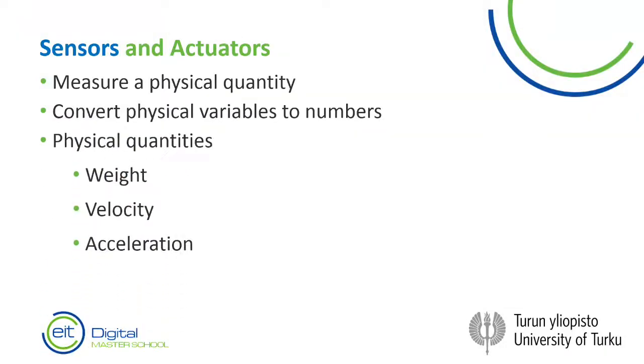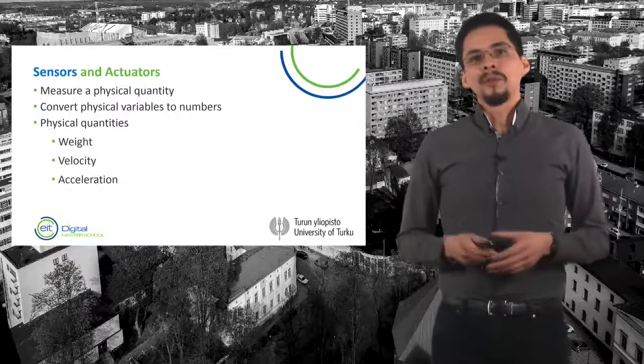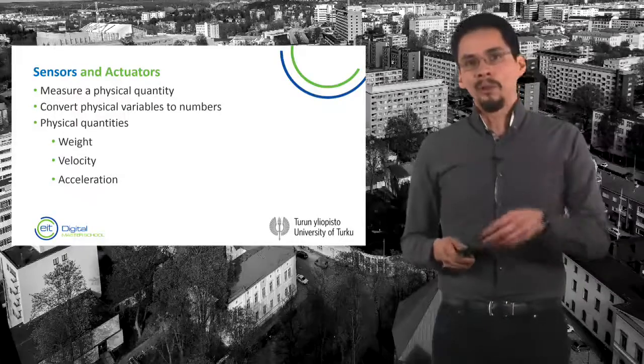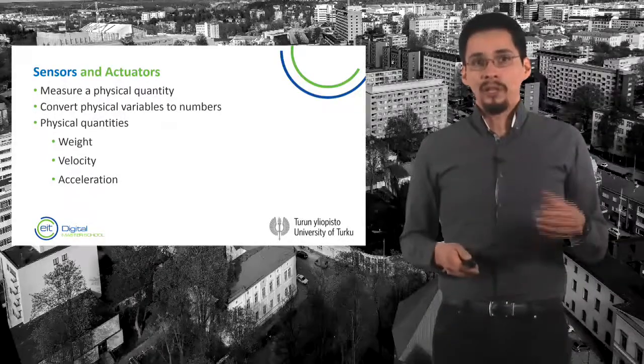There are examples of sensors. A temperature sensor converts temperature to voltage. An accelerometer converts acceleration to voltage, and many others. Sensors can have a processing element on board, so they can have a digital output.